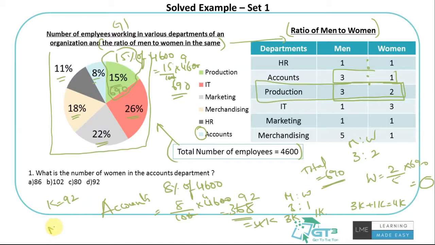Men is 3k, that is 3 into 92, which is 276. The women is 1k, so that is 92. So 368 is the number of people in the accounts, out of which 276 are men and 92 are women. So the answer is 92 women.